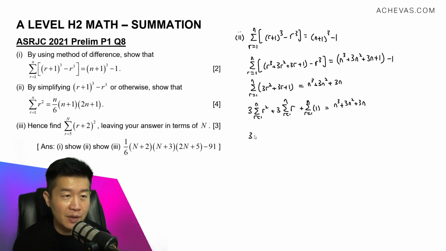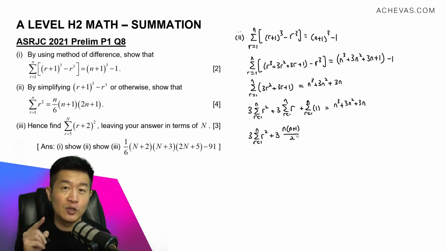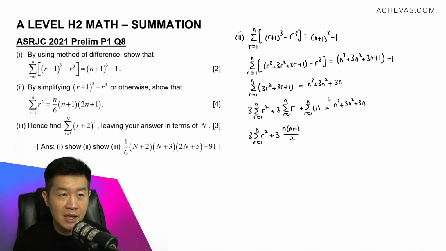So it is going to be 3 summation from r is equal to 1 to n of r squared plus 3 times the summation of r. This is a result that we know. We can look at it in our theory outline on Achevas TV. So for this over here, we are going to rewrite it as n times n plus 1 divided by 2, making use of the result that we have quoted on the Achevas TV. So this is the summation of a constant. The summation of a constant is going to be, again, using the result that we have on Achevas TV.